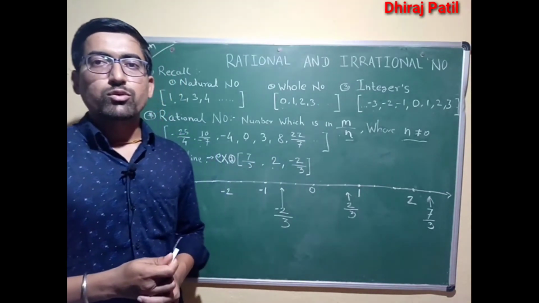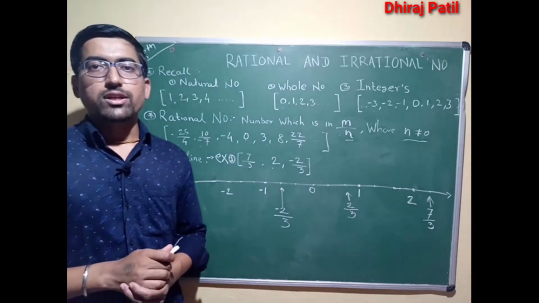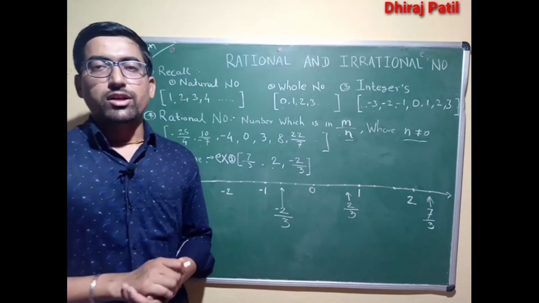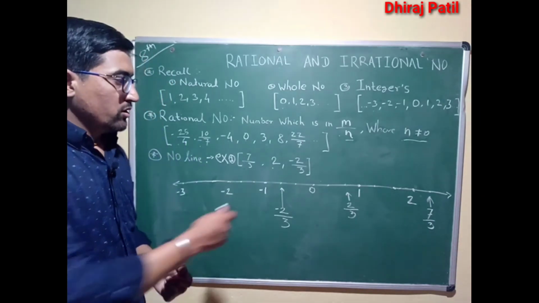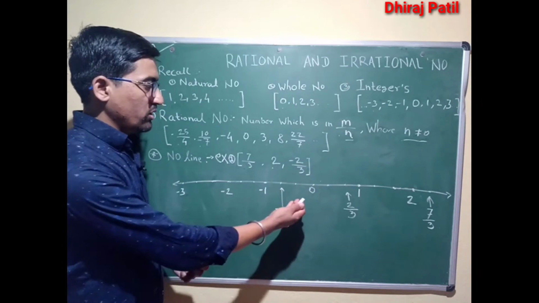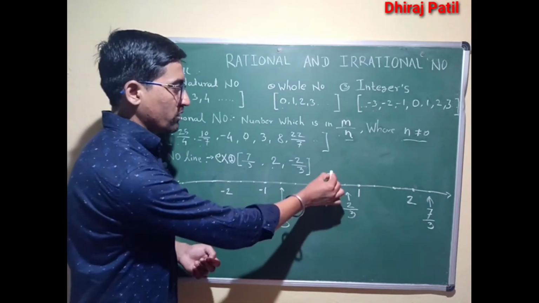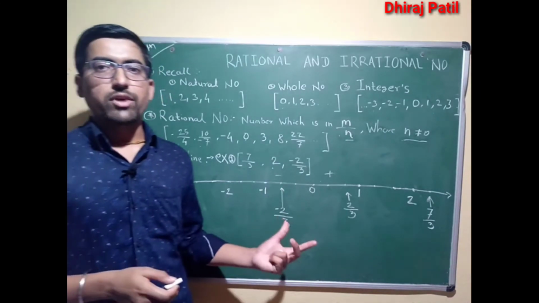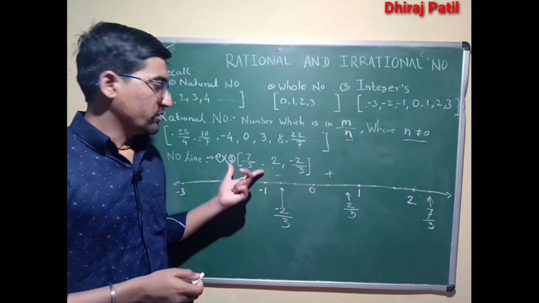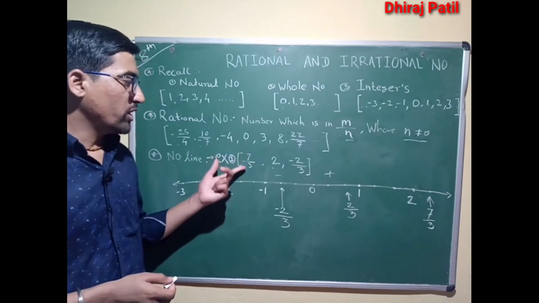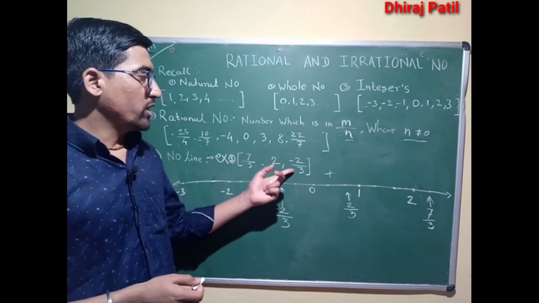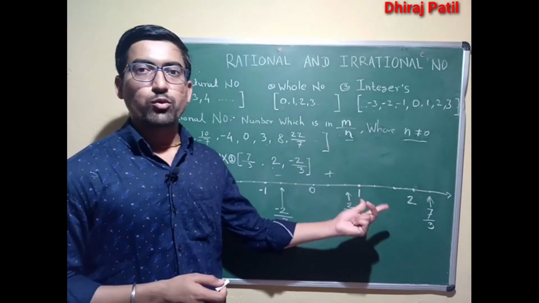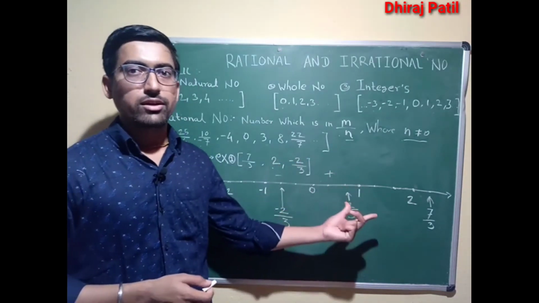Now friends, we have to show our rational numbers on the number line. We all know what the number line is. The number line is nothing but 0, which we have shown. The right side is the positive side and the left side is the negative side. On this number line, we have to show our rational numbers. For example, I take 7 by 3, 2, -2 by 3, and write down the positions of these numbers on the number line.